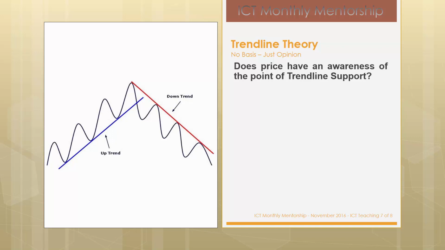But does price have an awareness of the point of trendline support? Or does price have an awareness of the point of trendline resistance? I'll submit to you that it does not. Price has no awareness of your trend line. Price doesn't respect what you have on your charts. Price only respects where the actual liquidity is in the marketplace.